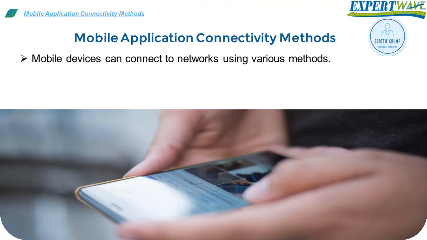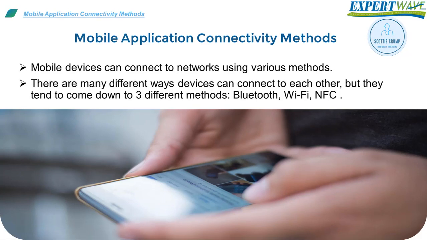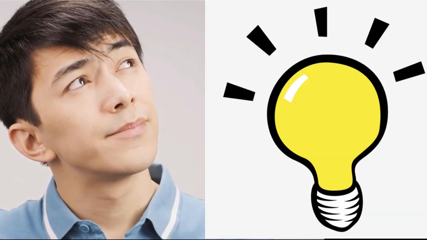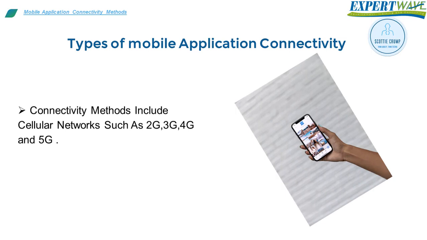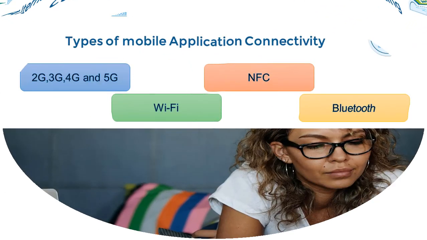Testing for various connectivity methods. Mobile devices can connect to networks using various methods. We discussed some of these connectivity approaches in the lesson on mobile application architecture. This includes cellular networks such as 2G, 3G, 4G, and 5G, and also Wi-Fi.